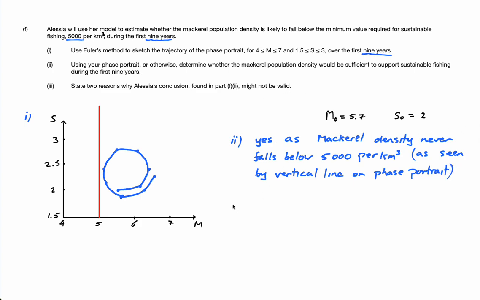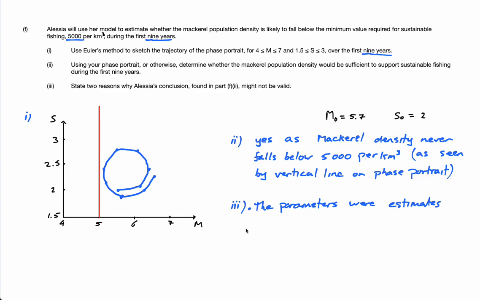Okay, finally, part 3. This is the last question of the paper. State 2 reasons why Alicia's conclusion found in part II might not be valid. So there's quite a lot of things you can write down here, guys. If you check the mark scheme, I think they've got about 10 different things they'll accept. The obvious ones to go with are the parameters. The parameters were just estimates. That was one. Do you remember they gave us the values of alpha, beta, gamma, and delta? Well, they were just estimates.